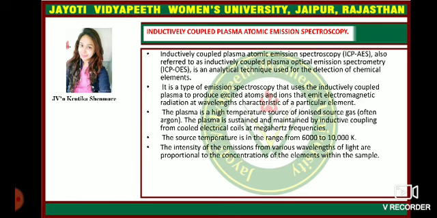Inductively coupled plasma atomic emission spectroscopy. Inductively coupled plasma atomic emission spectroscopy is an analytical technique for the determination of chemical elements. The source temperature is in the range of 6000 to 10,000 Kelvin. The intensity of emissions at various wavelengths of light is proportional to the concentration of the element within the sample. It is a type of emission spectroscopy that uses the inductively coupled plasma to produce excited atoms and ions that emit electromagnetic radiations at wavelengths characteristic of a particular element.